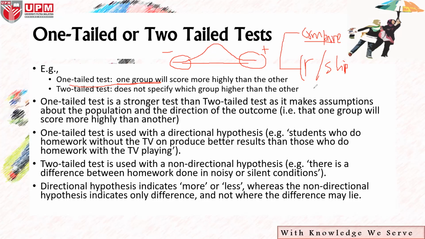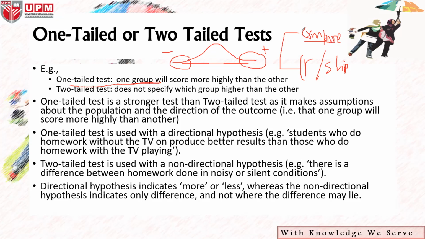Okay. Next one, the two tail. For example, there is a significant difference in job performance between male and female employees. We mention the significant difference, but we do not mention which group is better than which group. We do not mention anything. So it is two tail.